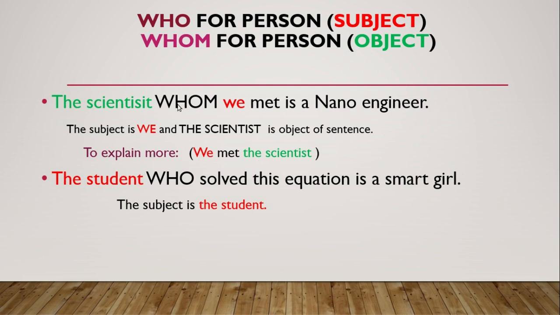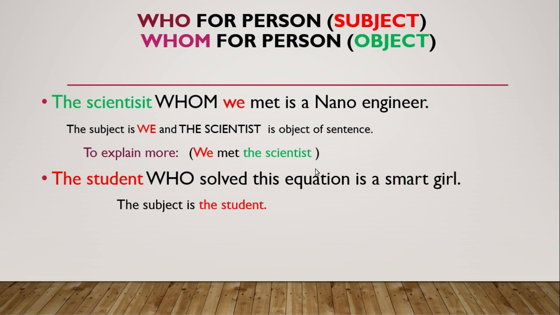Sentence number 2 is when to use who. The student who solved this equation is a smart girl. So the subject here is the student. Clear? Because we have no other person here, we have a verb. So remember, when we use who, we always have a verb. And when we use whom, we always have a pronoun.